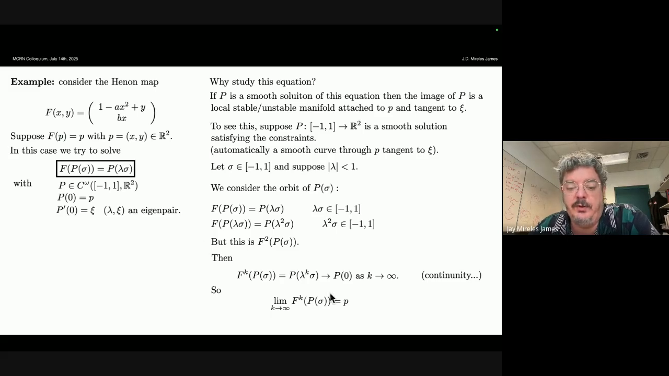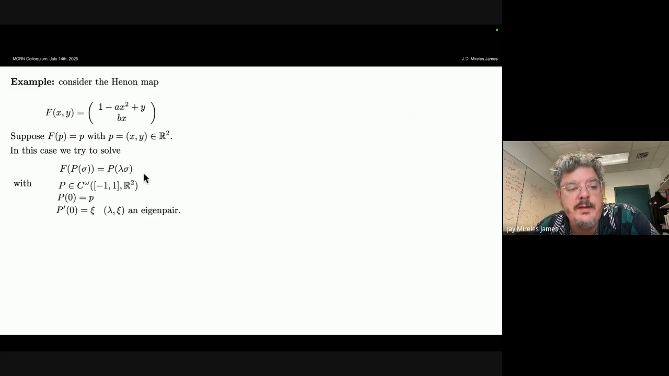This is just restating some of what I just said. That's why we care about this equation. Once we've convinced ourselves that we care about this equation, let's try to find P. The way I'm going to do it is a formal series computation. I'm going to make a power series ansatz, looking for the power series of P.